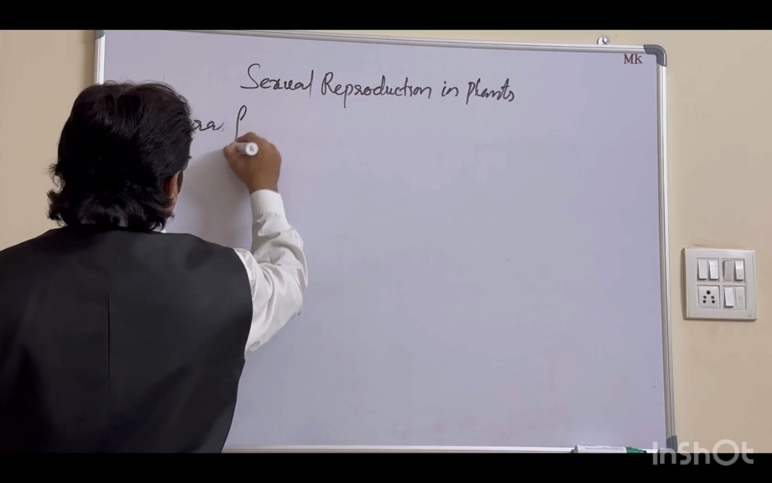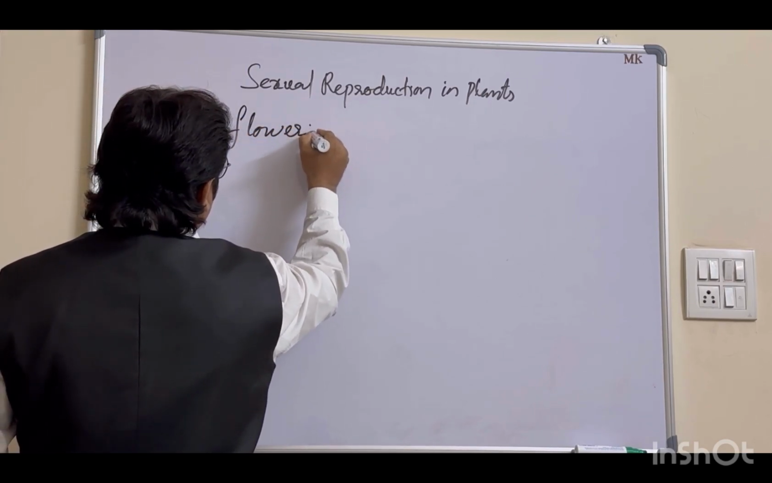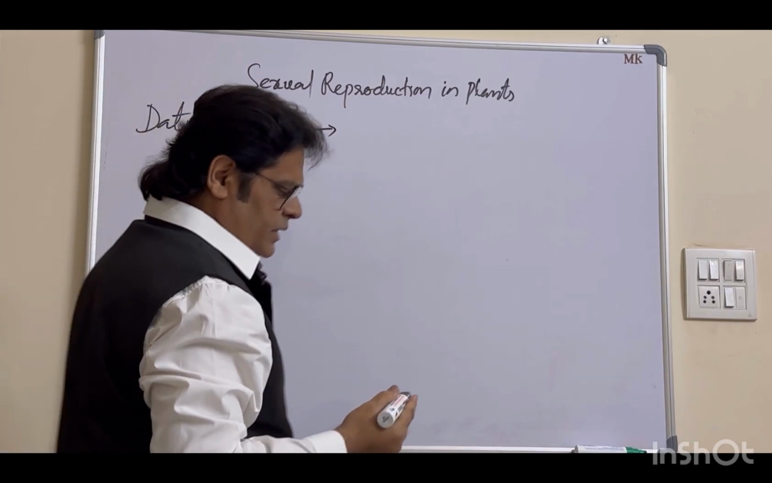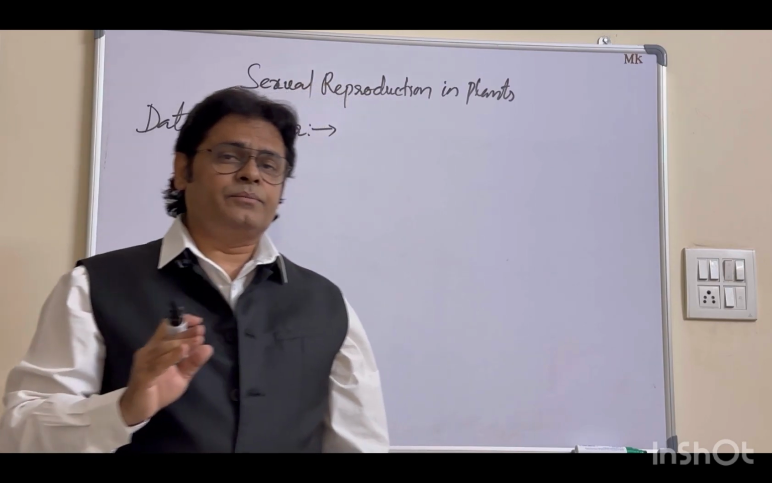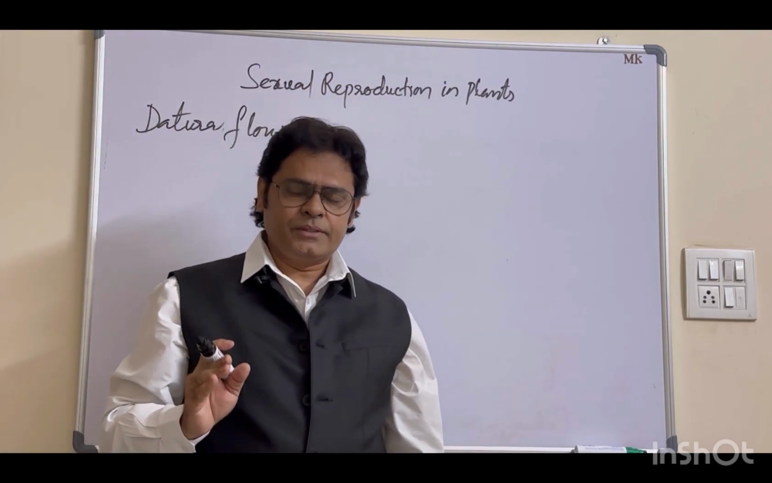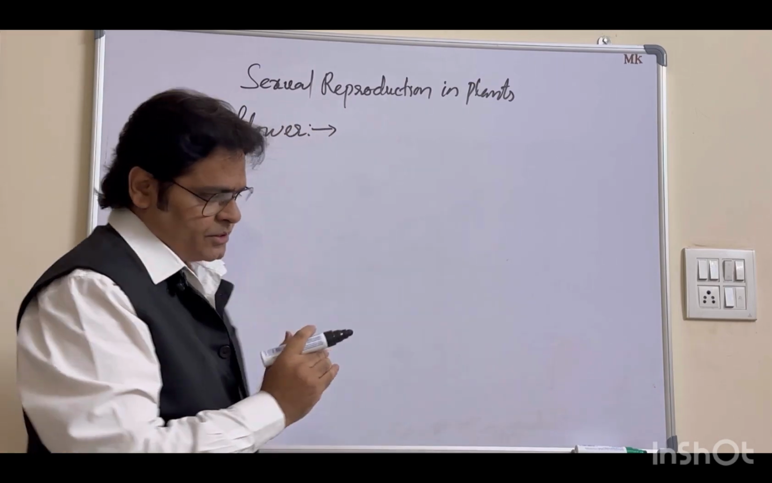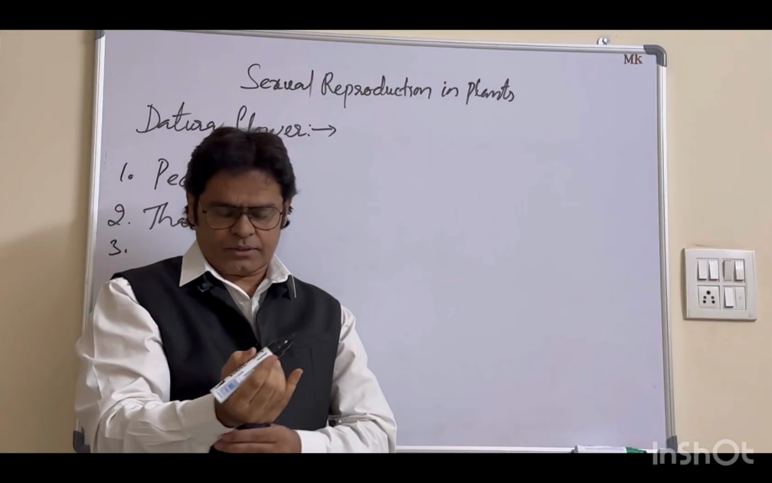Structure of Datura flower. Clear. Why are we taking the example of the Datura flower here? Because it is a bisexual flower. It consists of both male gametes and female gametes. So in the structure of the Datura flower, the first thing we have to study is the pedicel. Then second is the thalamus. These are the important parts of the Datura flower.